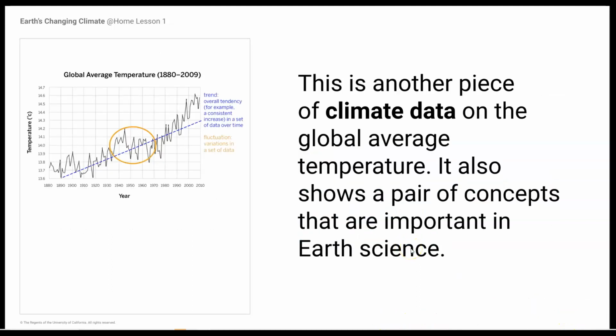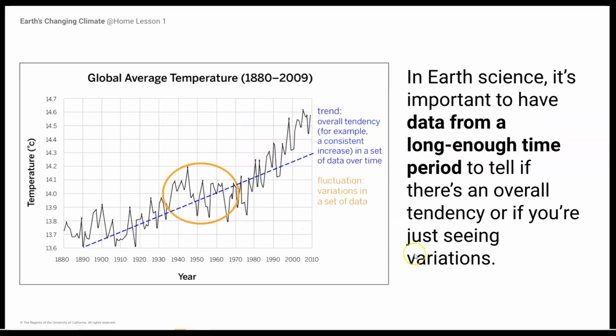So this is another piece of climate change data on the global average temperature. It also shows a pair of concepts that are important to Earth science. In Earth science, it's important to have data from a long enough time period to tell if there is an overall tendency that you're seeing or there's just variation. So do you see an overall trend? For example, a consistent increase in data over a set of time, that's a trend, that it's consistently increasing.